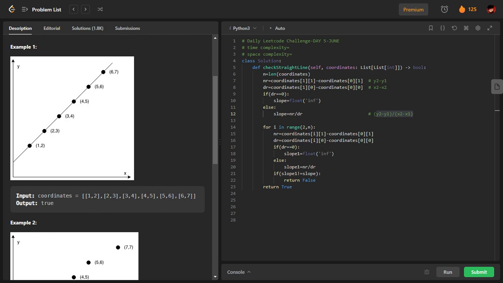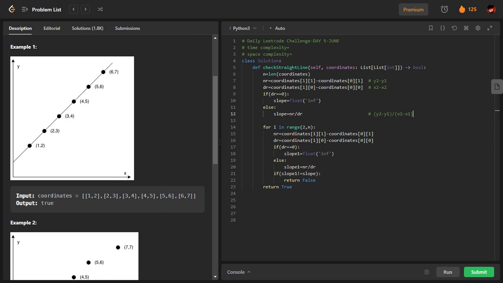The first point is fixed. It's going to be x1 and y1. This is the formula, please pay attention to the formula. If you are clear with the formula, then definitely everything will be clear to you. Y2 minus y1 divided by x2 minus x1. So x1 and y1 are fixed. X2 and y2 will be varying for each of these points. Then if the formula gives the same value for all these points, that means they are in the same straight line. Otherwise, they are not in the same straight line.